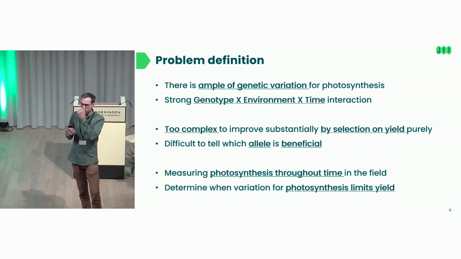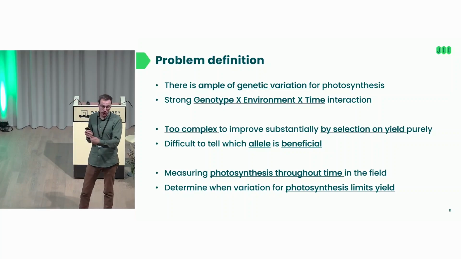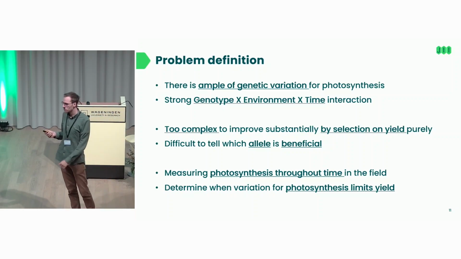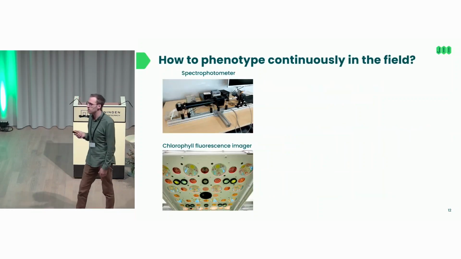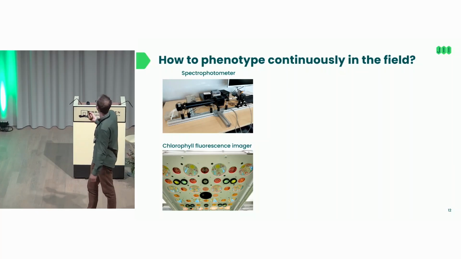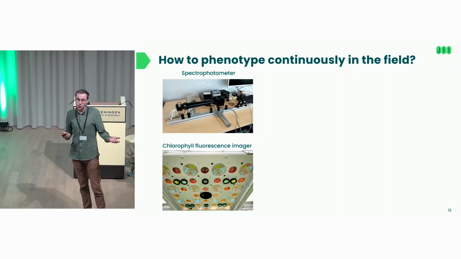So that's why we want to measure photosynthesis throughout time in the field and build a platform, build a method to determine when a certain variant for photosynthetic variation is actually limiting yield. That's all very great, but how do we do this, right? That's a nice dream. Here you can see two devices that are typically used to measure certain processes of photosynthesis, a so-called spectrophotometer and a chlorophyll fluorescence imager. These work great in measuring photosynthesis, but they're not really suitable to have in the field to monitor a segregating population of whatever crop throughout the whole year.